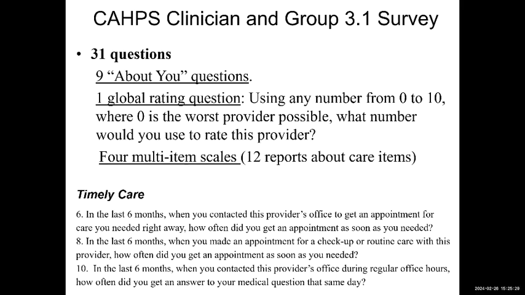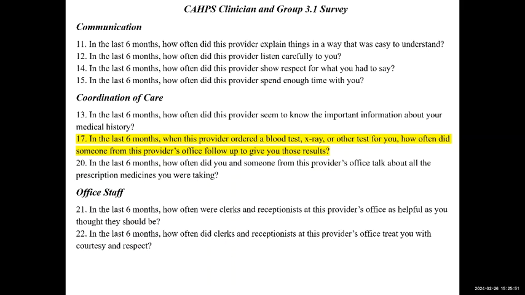Again, we don't have the item stems, but here's timely care. That scale is assessed by these 3 items. So in the last 6 months, when you made an appointment for a checkup or routine care with this provider, how often did you get an appointment as soon as you needed, and so on. So that would also be known as access by some people. Then the next page, you see communication. There are 4 questions to get at that. How well the provider explains things, listens to you and shows respect for you and spends enough time with you.